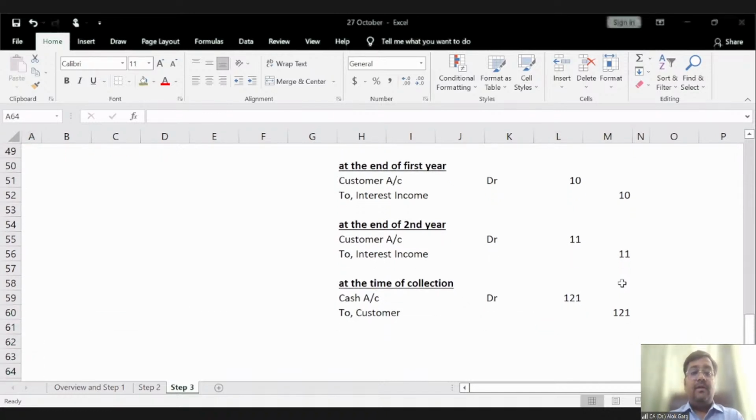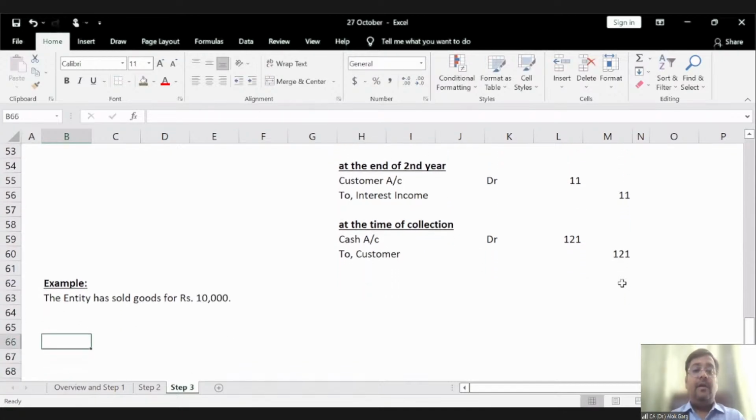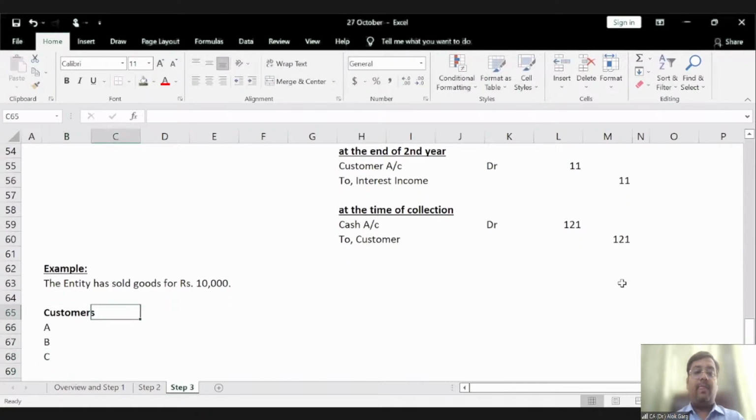So let's discuss an example to understand these three situations in more detail. Example. The entity has sold goods worth rupees 10,000. Now I'm taking three scenarios. There are three customers, customers A, B, and C.